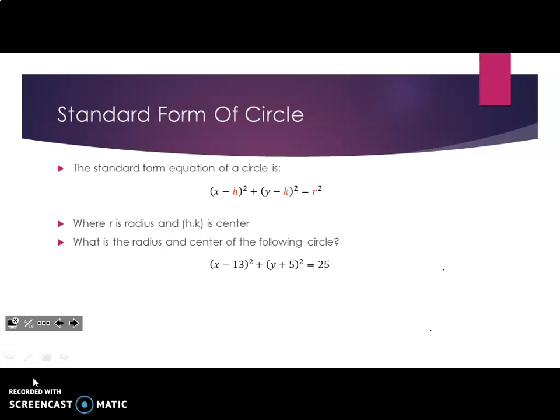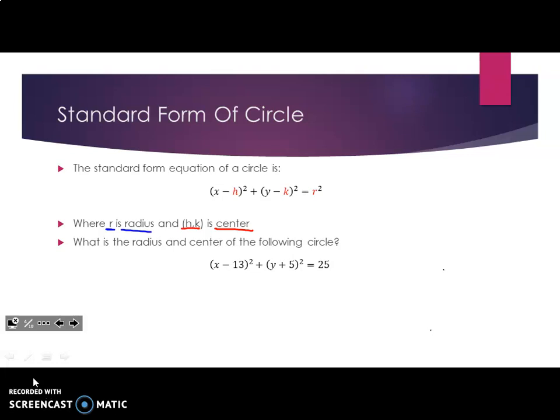Okay, so before we start actually graphing, we need to come up with how we are going to find what our center is and what our radius is, because that's going to be the key to being able to graph these circles. Up above here, just a reminder, this is our standard form of a circle: x minus h squared plus y minus k squared equals r squared. Remember that h and k is your center point, and r is your radius.